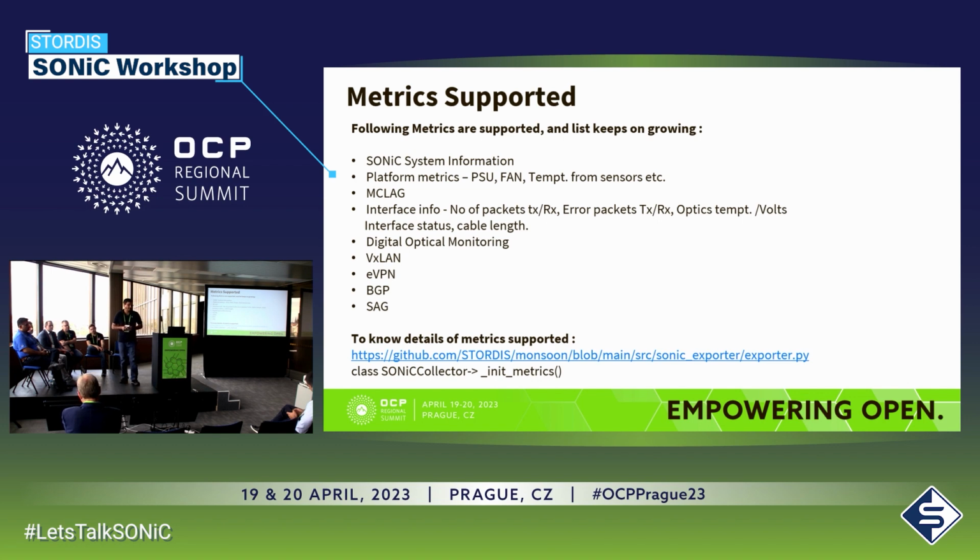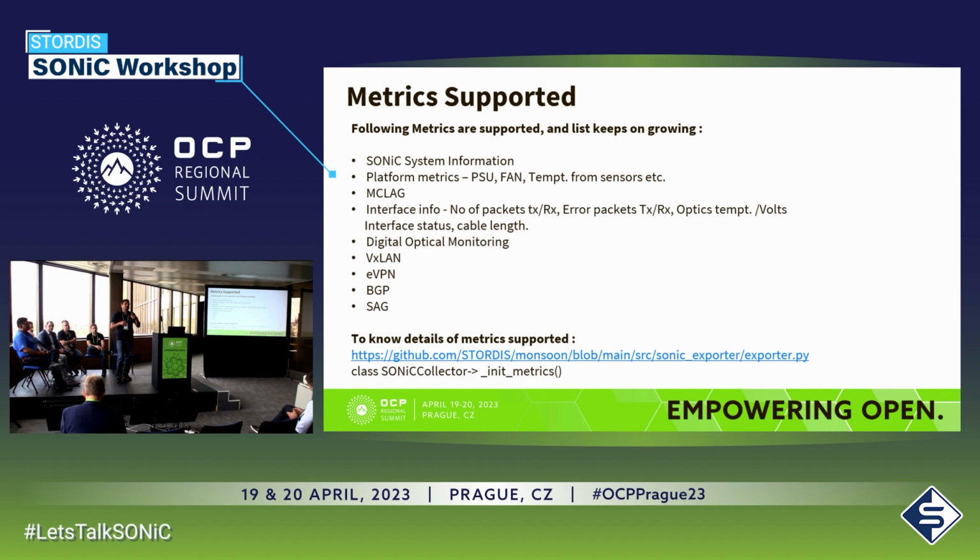We also have VXLAN, EVPN, BGP, static anycast gateway. These metrics are also available. As I said, this is an open source project, so feel free to add more and more metrics you want out of a SONiC switch. Just for reference, I have also mentioned the Python file at the bottom. Exporter.py is the file responsible for doing all that calculation, reading data from the Redis database that is running on the SONiC switch.